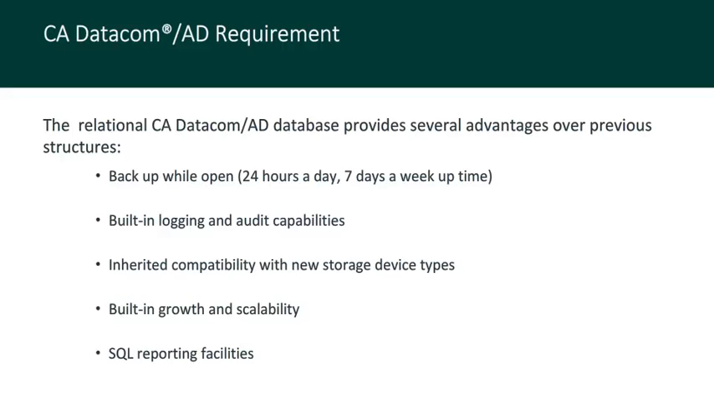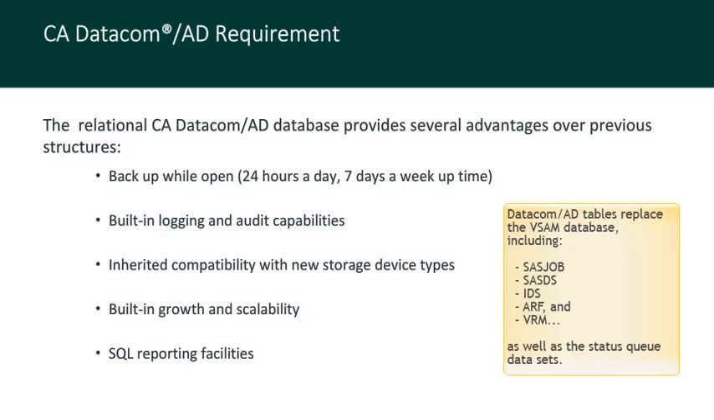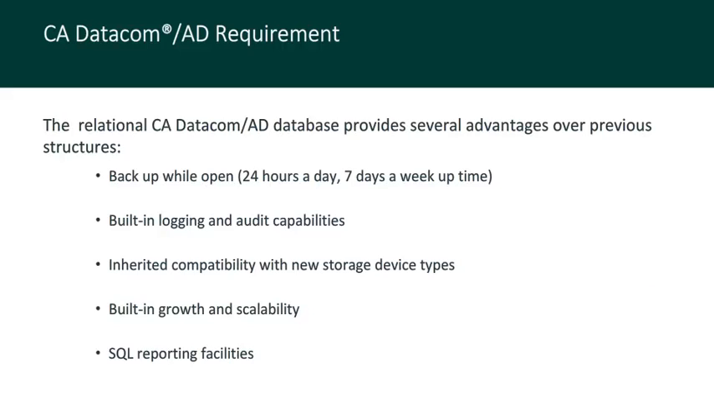Tables in the CA Datacom AD database replace the VSAM database, for example, SASJ, SASDS, IDS, ARF, VRM, and the status queue datasets. The CA Datacom AD database that replaces these files is defined, allocated, and initialized in the steps after the CA Datacom AD installation, but before the CA 7 installation sysgen process.